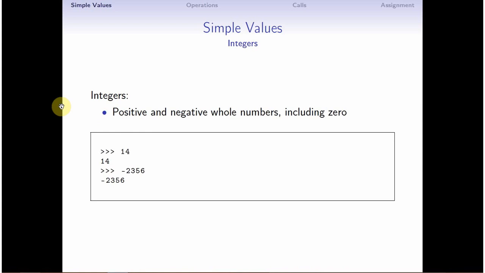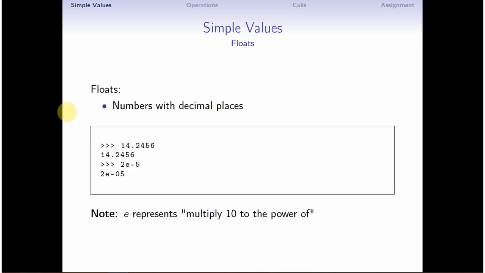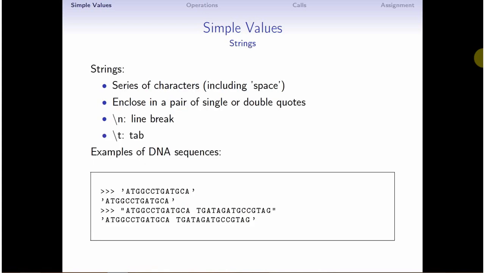Integers, most of you would know, are positive or negative whole numbers, including 0. So what are floats? Floats are numbers with decimal places. That's all. Take note that if you key in E inside the Python interpreter, it represents multiplied by 10 to the power of. The example shown, 2E-5, means 2 times 10 to the power of minus 5.